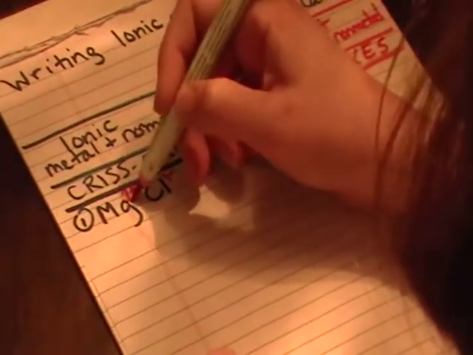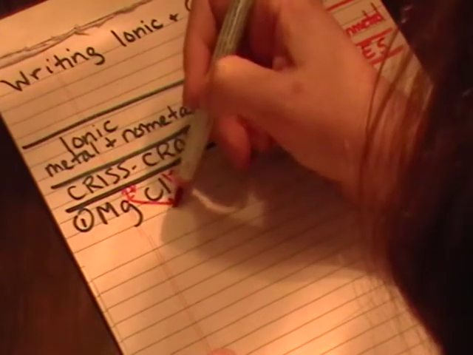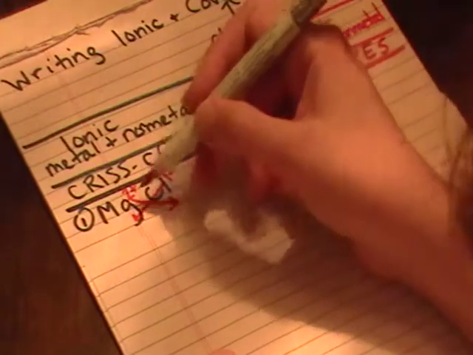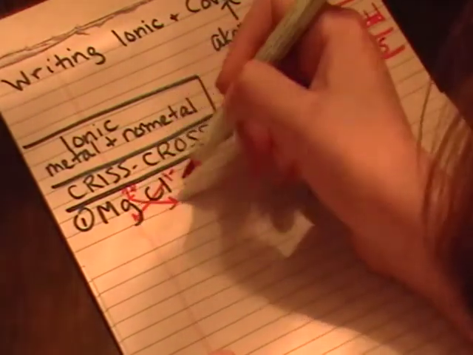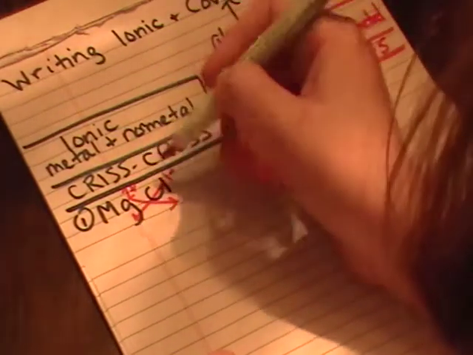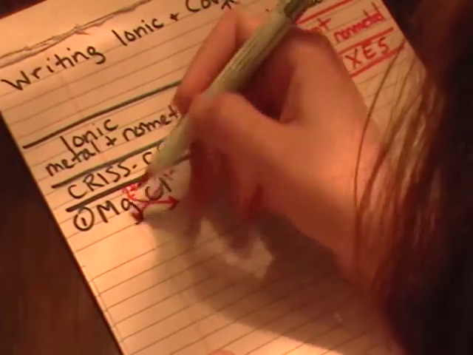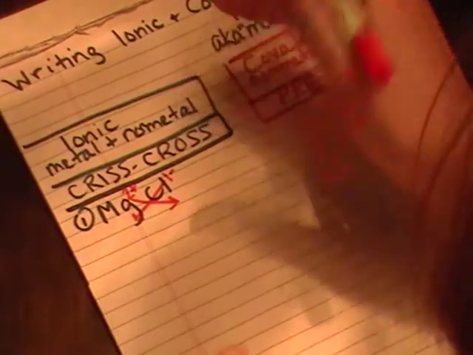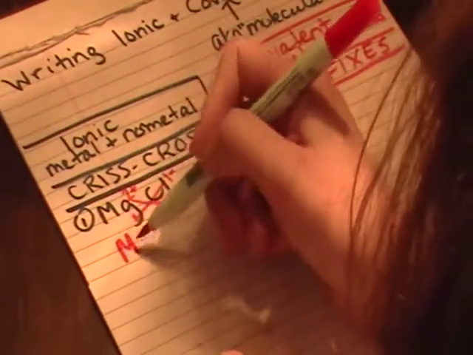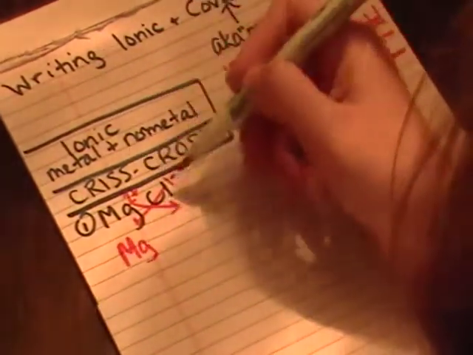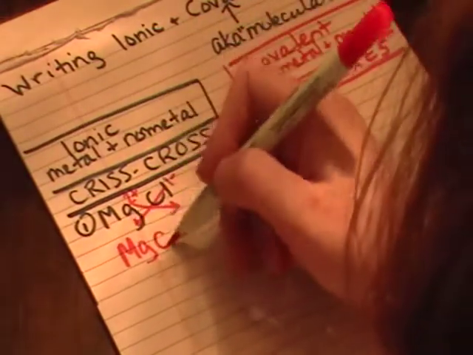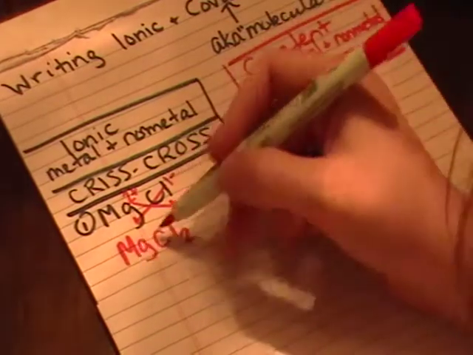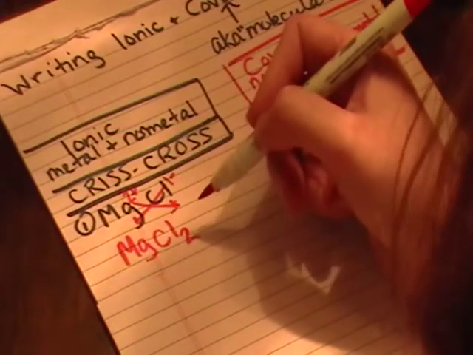Now to crisscross, I'm going to take the 2 down below the chlorine, and I'm going to take the 1 down below the magnesium. Above is charges, below is counting numbers. So when I bring that 1 down, I am not going to bring the minus down. I'm not going to bring the plus down. All I'm going to do is say that now I have magnesium, and I've got 1 of them, and chlorine, and I've got 2 of those. So this is magnesium chloride via the crisscross method.